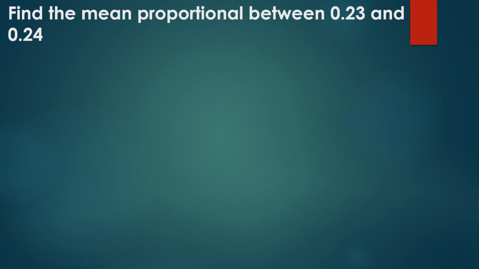Find the mean proportional between 0.23 and 0.24. So the mean proportional is equal to the square root of the product of these two numbers. So that will be the square root of 0.23 into 0.24. So that is the square root of 0.0552. That is, the mean proportional is 0.2349.